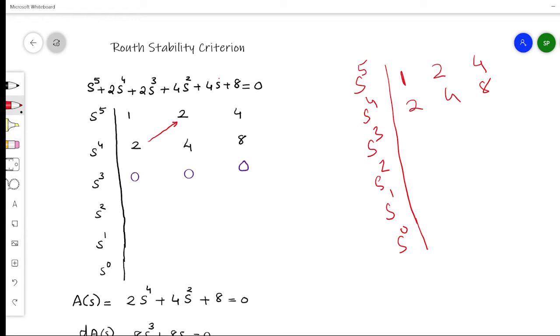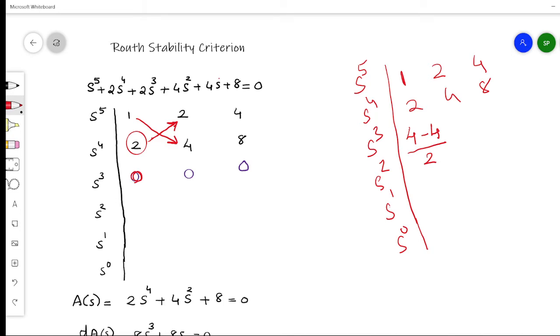For completing the third row, we have to use the first two rows. From the first and second rows, we first find the s raised to 3 first element. How will you find it? That is 2 into 2, that is 4, minus 1 into 4, which is 4. That divided by 2. So we get 0 by 2, that is 0. You got it as 0, so I wrote it as 0 here.